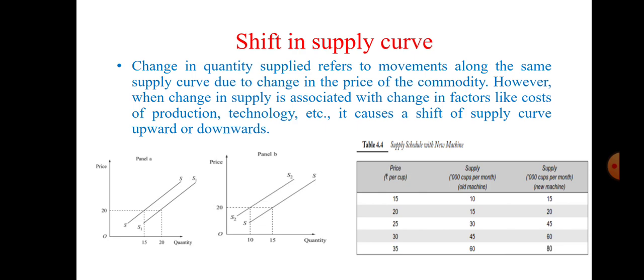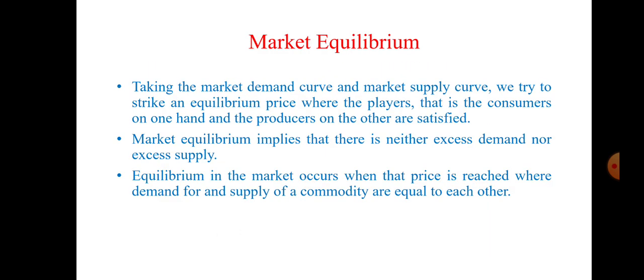However, when change in supply is associated with change in factors like cost of production, technology, etc., it causes a shift of supply curve upward or downward. So that is called as shift in supply curve. So due to changes in demand and changes in price, that affects the supply. So this is about supply, law of supply, supply schedule and supply curve.